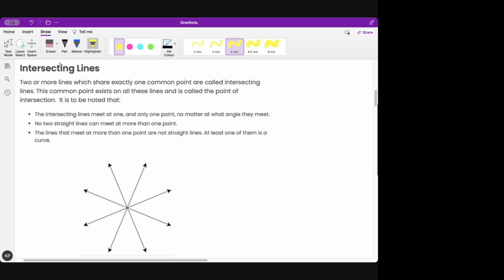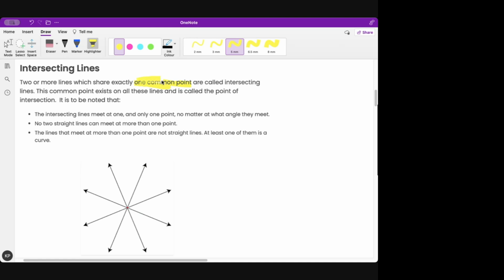So intersecting lines are two or more lines that share exactly one common point. So that means how many times are they crossing? How many times do they cross each other? Only once. Okay, guys. So one common point.